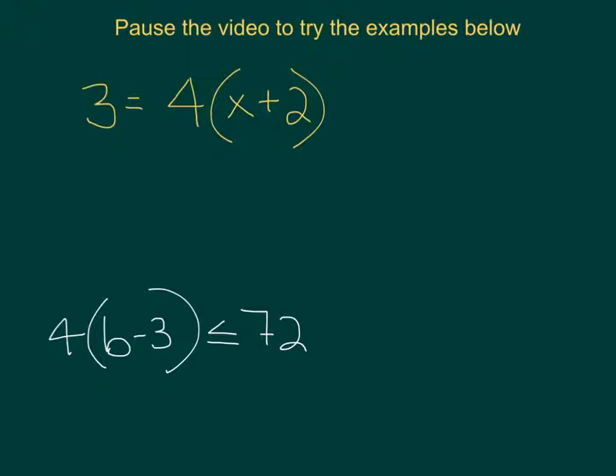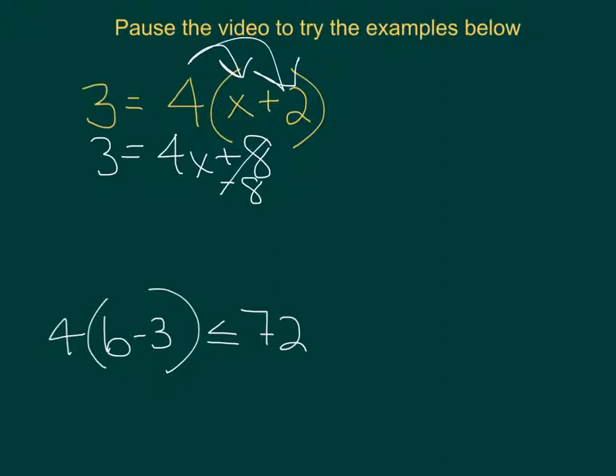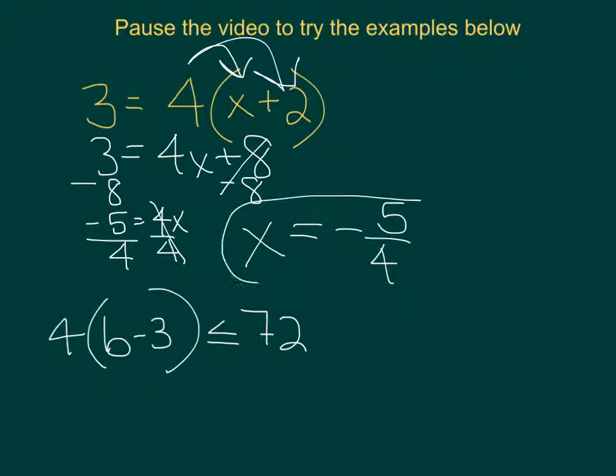So for the first example, we have 3 equals 4 times (x plus 2). You're going to distribute the 4. So we have 3 equals 4x plus 8. Okay, you need to identify what's happening and then undo it using order of operations backwards. So we subtract 8 from both sides, and so we have negative 5 equals 4x, and then you divide both sides by 4, so we are left with x equals negative 5/4 for our answer.